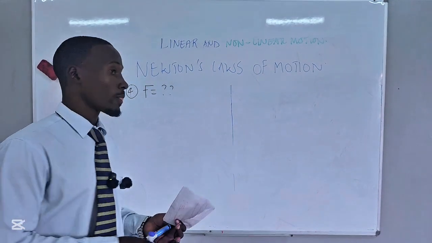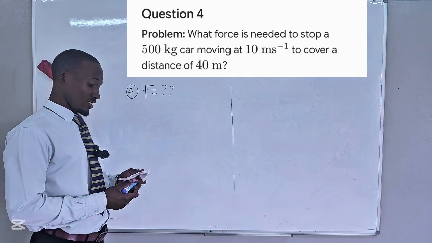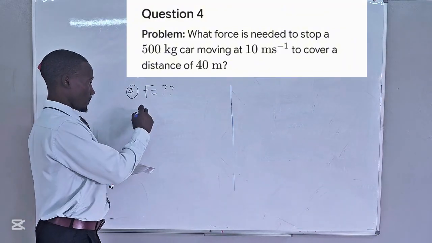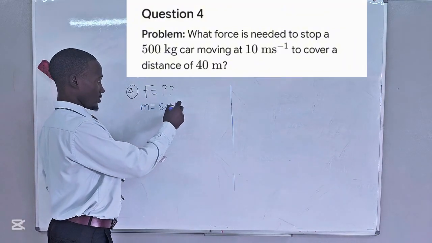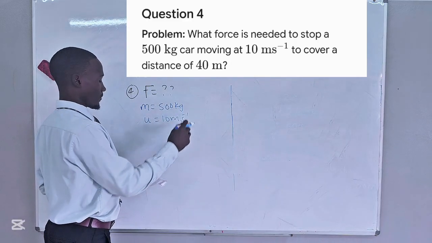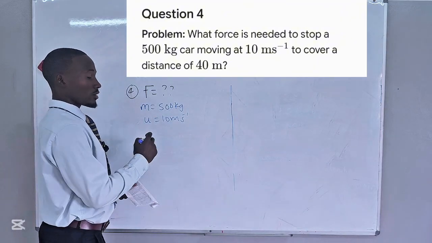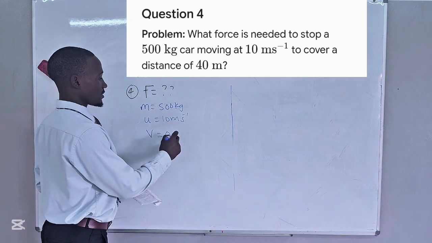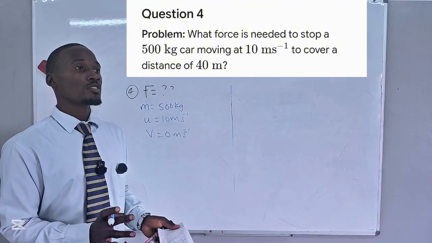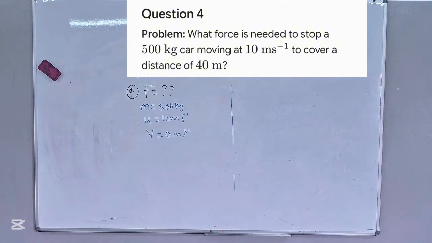Okay, in this video, we are going to look at the last example. They're telling us what force is needed to stop a car of mass 500 kgs moving at a velocity of 10 meters per second. Stopping this car would mean we are giving it a velocity of 0 as its final velocity, because when we stop it, it won't be moving. So the initial velocity in that case would be a 0.